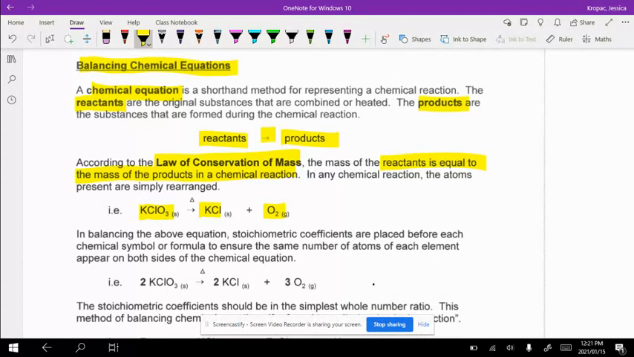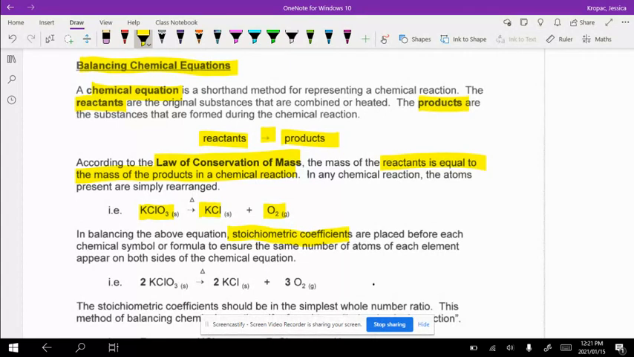Sometimes that happens when we write it, sometimes it doesn't. You can see that on the left-hand side, I have 1 potassium, 1 chlorine, and 3 oxygens, whereas on the right-hand side, I have 1 potassium, 1 chlorine, and only 2 oxygens. If that happens, we use what are called stoichiometric coefficients to balance.